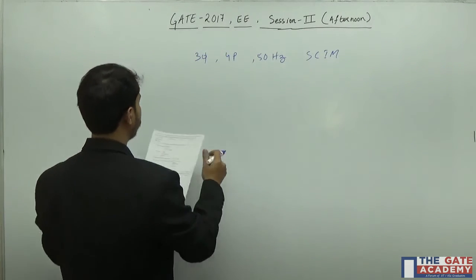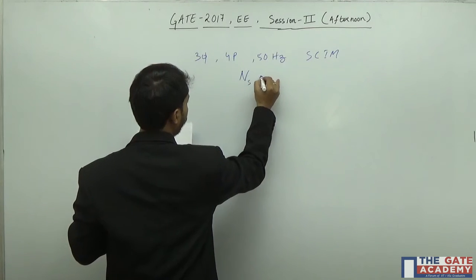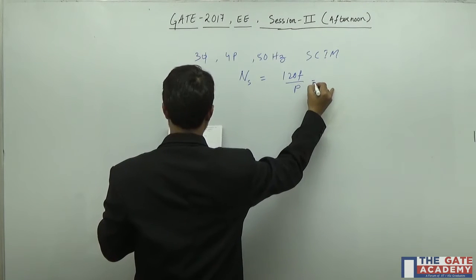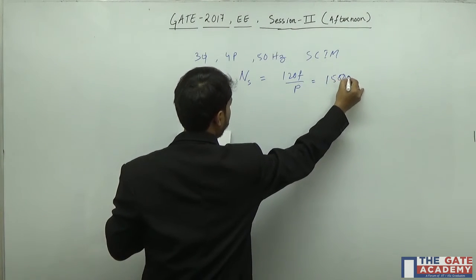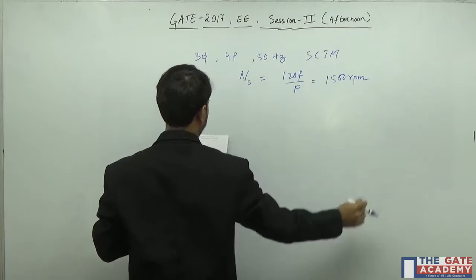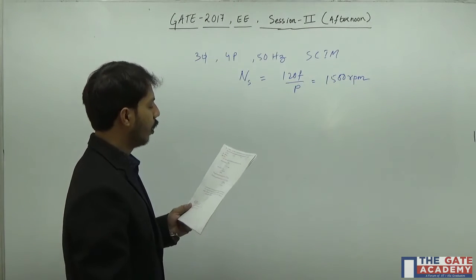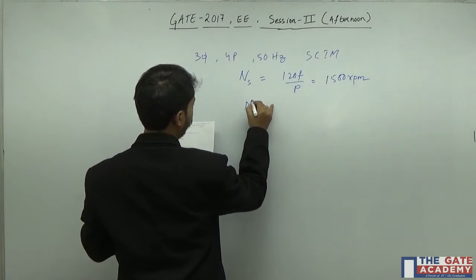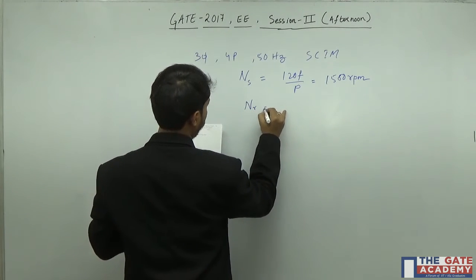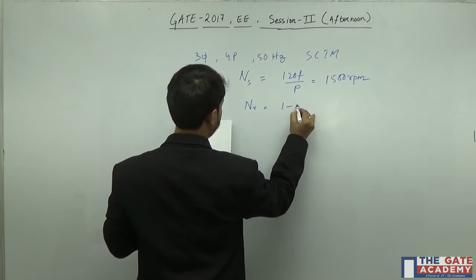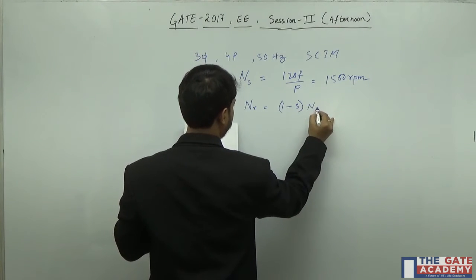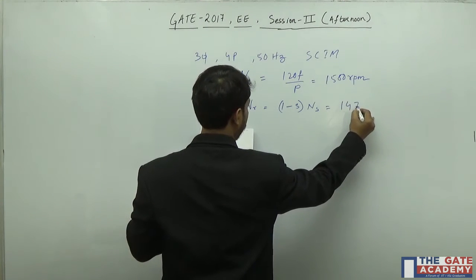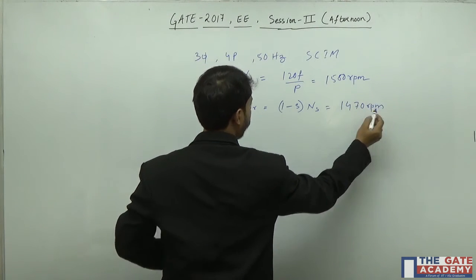Let us find out the synchronous speed. The synchronous speed is 120 F by P. By putting the values, you will get 1500 RPM. Now, the rotor speed will be (1 minus slip) into Ns. By putting the values, you will get 1470 RPM. Now this is the speed.